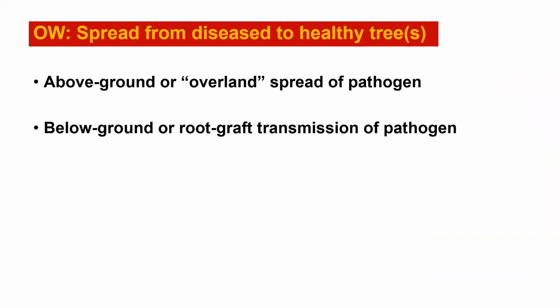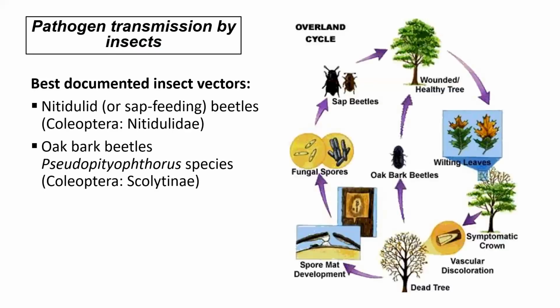All right, then how does it spread from diseased to healthy trees? Well, in general, we have two categories we like to talk about as pathologists. It spreads above ground, or overland, by insects, and below ground, through root grafts, in our two regions from a diseased to a healthy tree. And I'll talk about each of those separately.